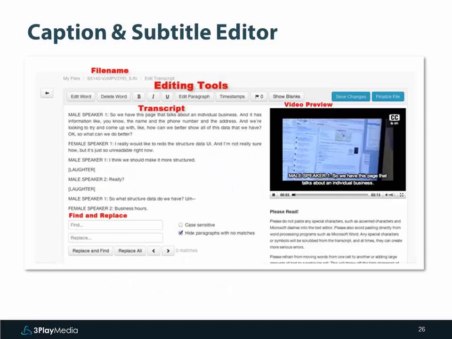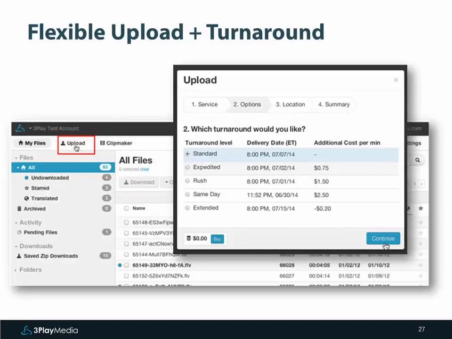In the account system, we've also developed a caption and subtitle editor. And this is something that is not needed very often, but once in a while, for example, you might want to change the capitalization of a word, or maybe somebody's name was misspelled, and we found that the easiest way for our customers is that they can just go in and make that edit on the fly. And as soon as you click save, your changes propagate to all of the output files.